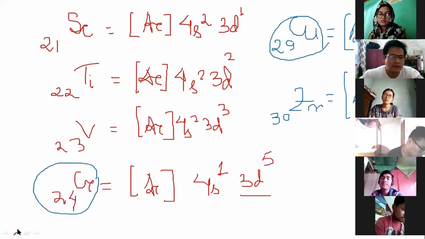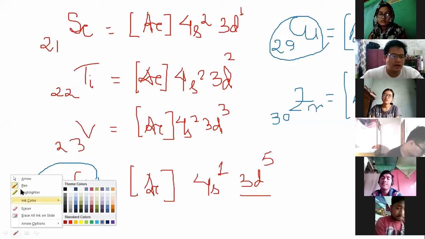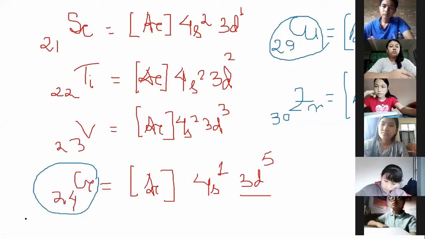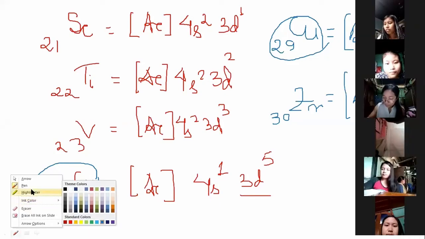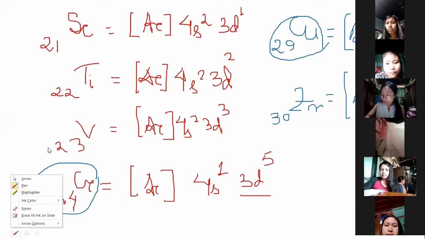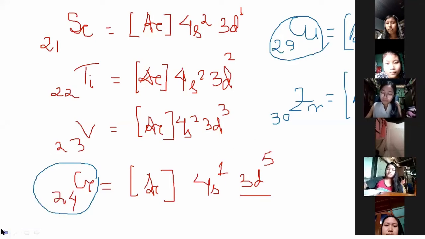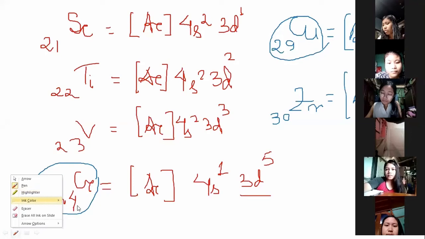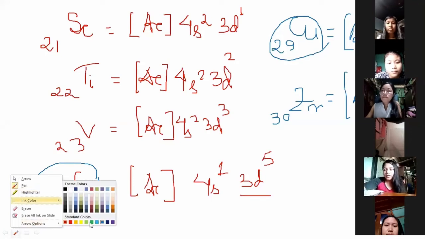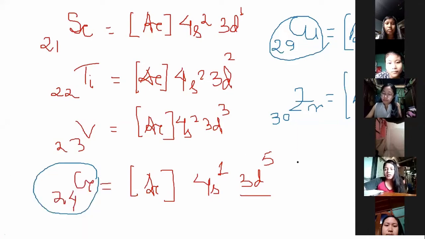So I can summarize the general electronic configuration of transition elements. Can anyone tell me what will be the general electronic configuration? What is the valence shell? The valence shell is always going to be 4 for these elements belonging to the fourth period.